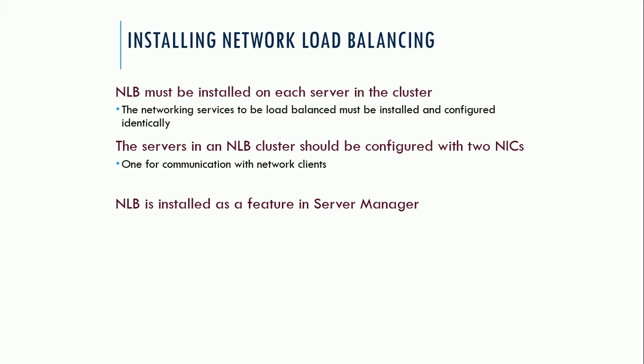One NIC is going to be for communication with network clients. So that's going to be the NIC that has the virtual IP. And then the other NIC is going to be for the cluster members to communicate with one another. So that's going to be that .2, 3, and 4 address that you saw on the previous slide.